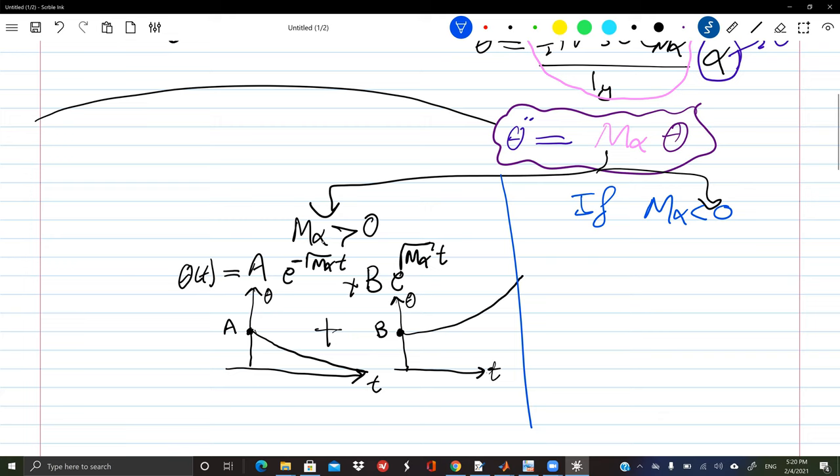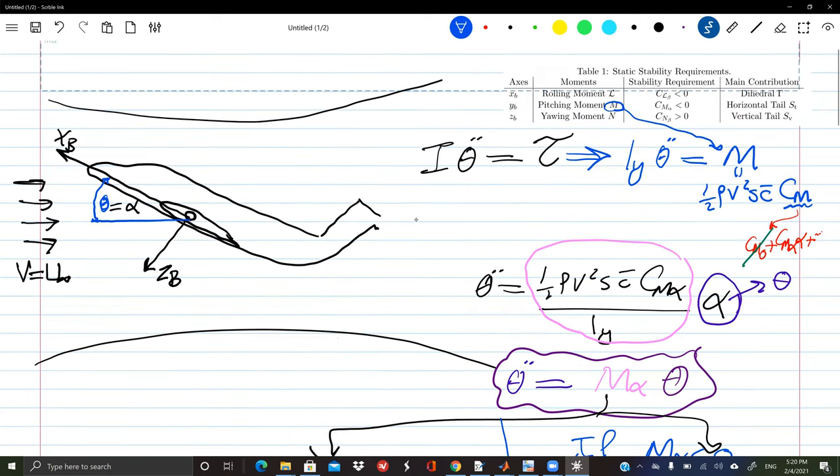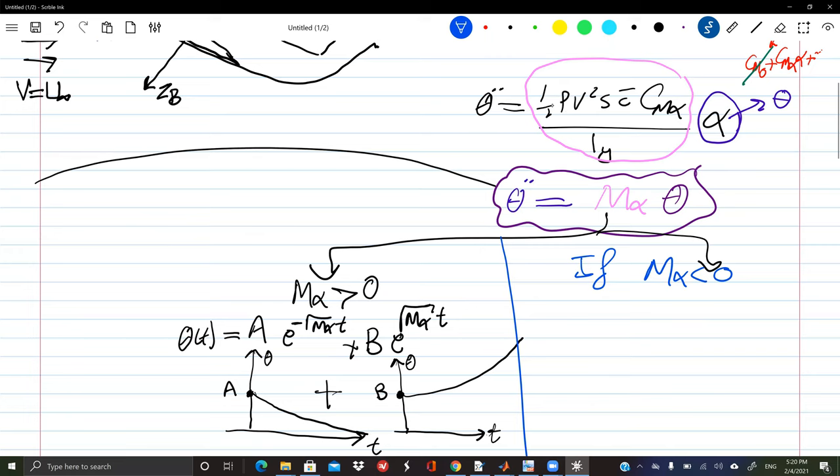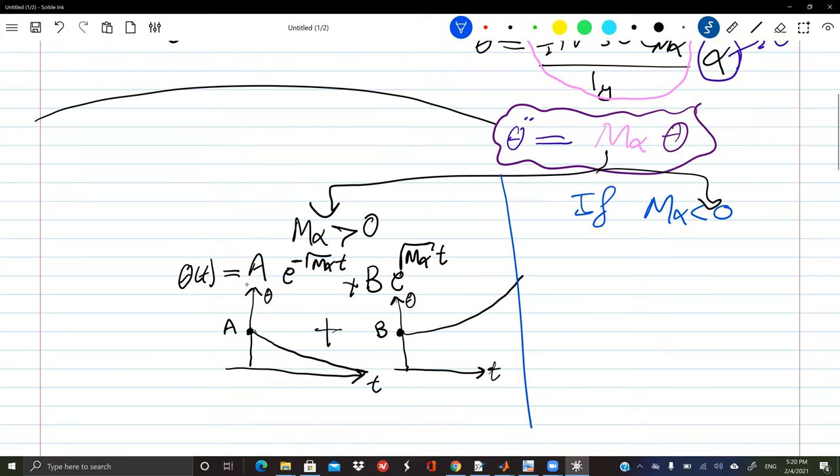But the final conclusion is the same, which is, in this scenario, the airplane will blow up. If your M alpha is positive, the airplane will blow up, which kind of we know, right? Because what is M alpha? M alpha is these things multiplied by CM alpha. These things are just geometry and speed, so they are all positive. So indeed, M alpha will follow the sign of CM alpha. And we know from the beginning that with CM alpha positive, the airplane is unstable. We know this from before, from the physics of flight. Here we see it from mathematics.